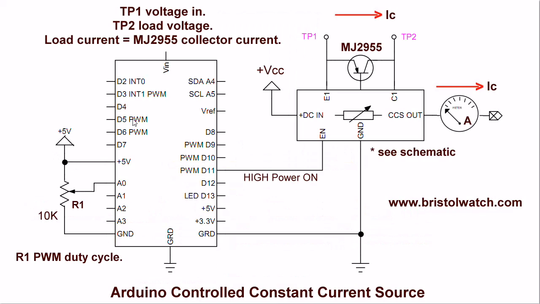Here's a diagram of the system. This simply represents an Arduino. Here is a potentiometer that controls the pulse width duty cycle. There's a pin called enable that has been added to the circuit. I'll show you the circuit momentarily. And you can either switch the constant current source on and off, or you can pulse width modulate it. Your peak current is set by an internal potentiometer to the circuit.